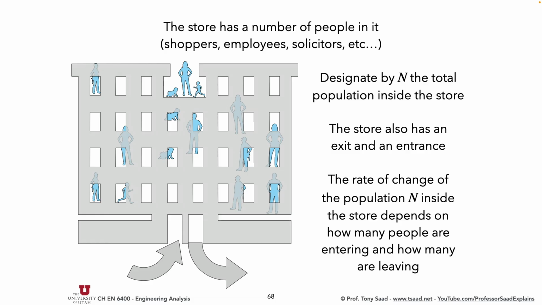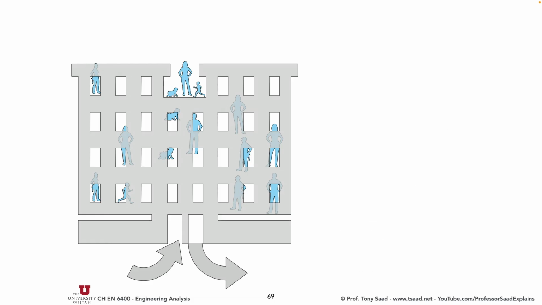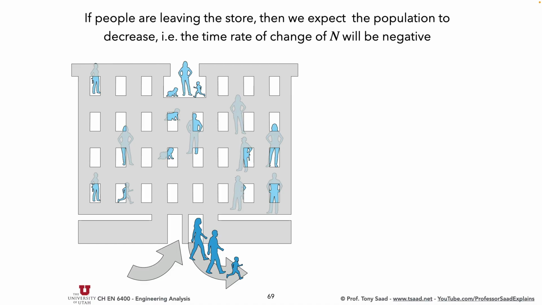The rate of change of the population n inside the store depends on how many people are entering and how many are leaving, right? That's a simple concept, right? And if people are leaving the store, then we expect the population to decrease. That is, the time rate of change of n is going to be a negative number. Agreed? So whenever you see minus a quantity on the right-hand side, it means you are trying to reduce the rate at which the thing is changing, right? So you are trying to reduce the population. So here, if dn by dt is a negative number, then n is shrinking over time, because we are taking people out of the department store.